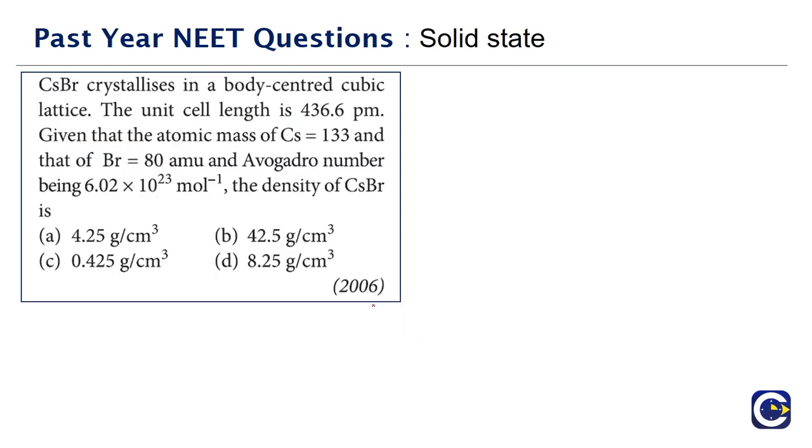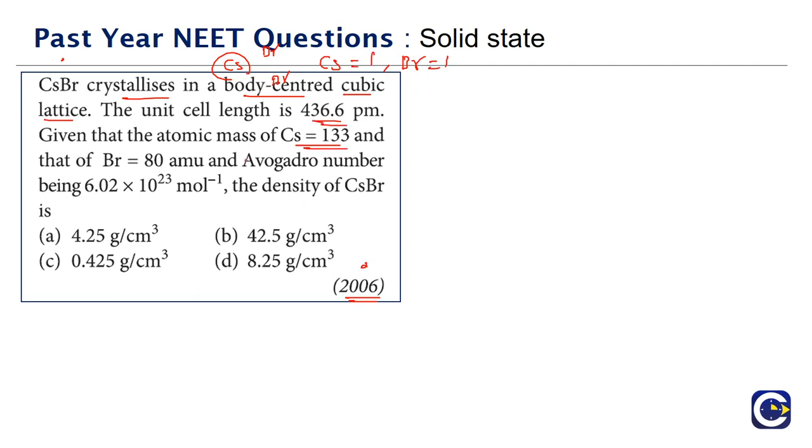Let's move to the next question. This is a question again that has come in the year 2006. Cesium bromide crystallizes in a BCC lattice. So how will it be? Cesium will be at the body center, and the bromide ions will be at the corners. The total number of cesium ions per unit cell will be equal to 1. Total number of bromine ions also will be equal to 1. The unit cell length is 436.6 picometer.